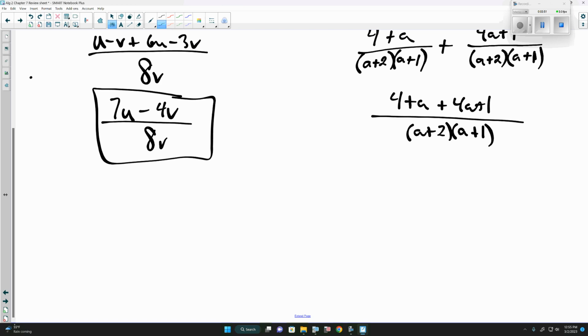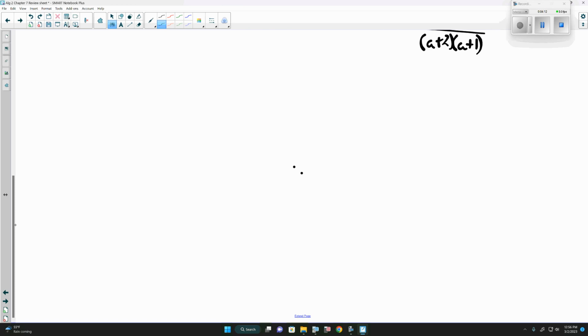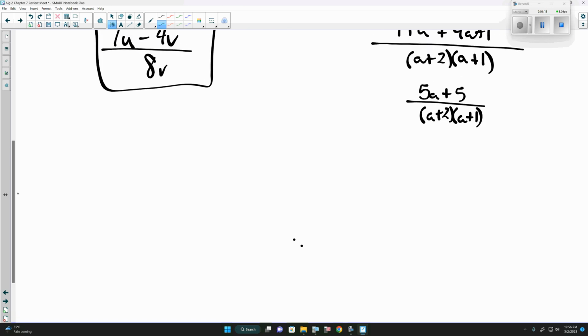Now at this point here, we can combine like terms. 4a plus a is 5a. 4 plus 1 is 5. Now we could have written it as 5 plus a, 5a, or 5a plus 5. Either way, we get the same thing. Now this here would be the final answer as long as nothing factors.